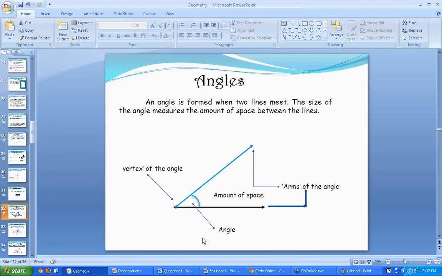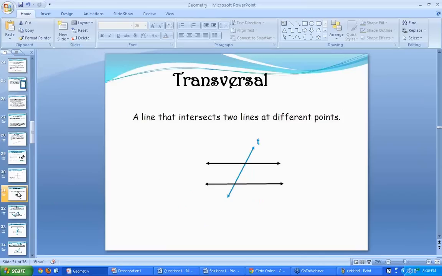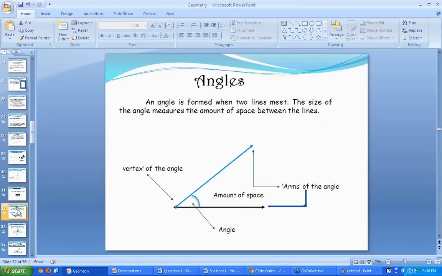Rohit says please repeat the previous slide. Rohit, I don't think I told anything important here. Transversal is just a line that intersects two lines at different points. Anything important, I'll definitely emphasize, don't worry. Here I was saying that in a triangle, the largest angle and the largest side will always be opposite.